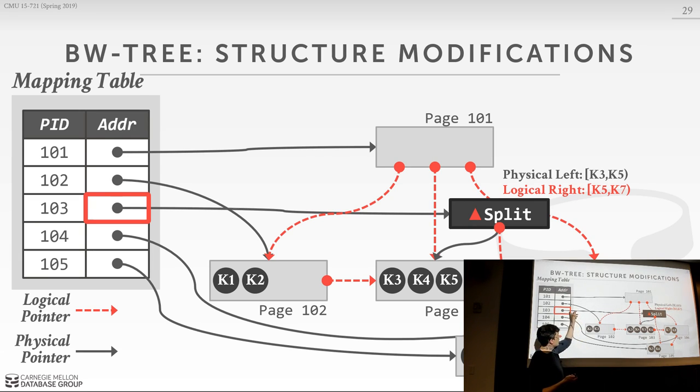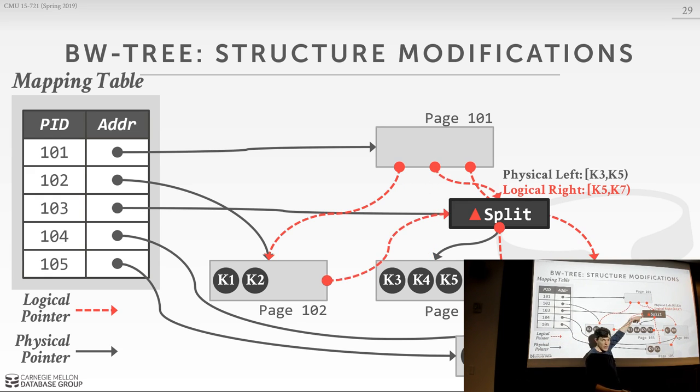Because when we updated this physical pointer, it also updated these logical pointers to now point to us. So now any thread that comes along looking for key 5 would jump down into here, and see that key 5 is in the range from key 5 to key 7, so they would follow that logical pointer here, even though we still have copies of key 6 here, as well as here. This is the one that I'm going to read at this point if they follow those logical pointers, right?